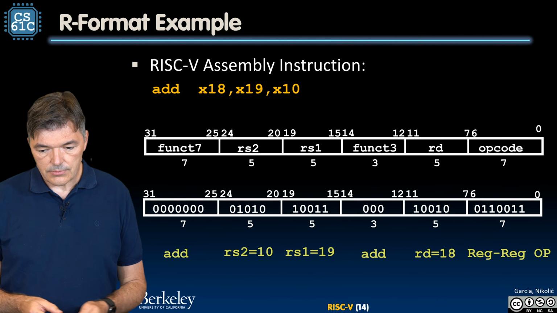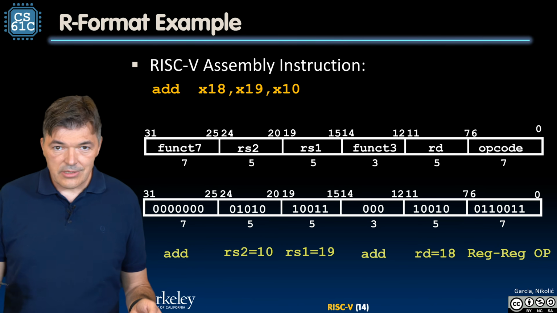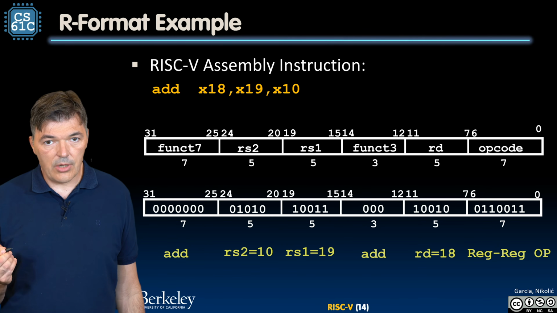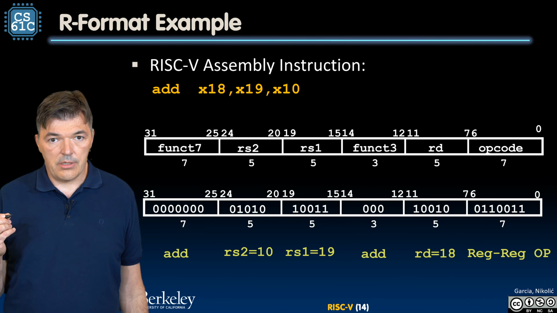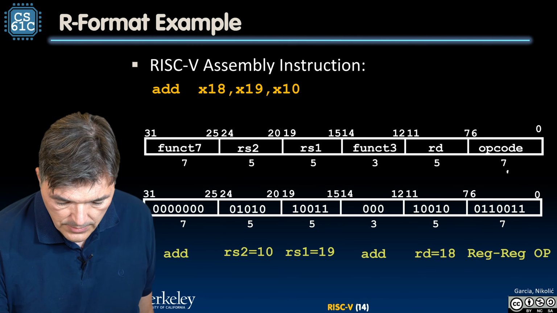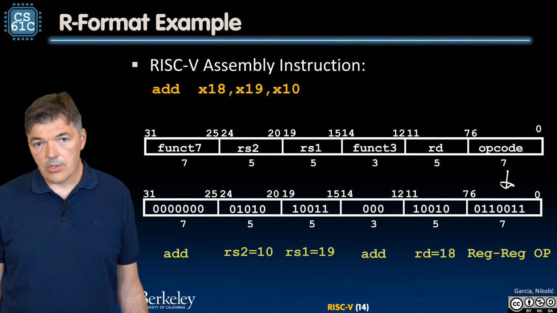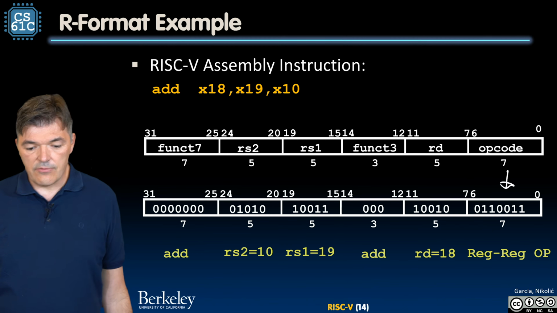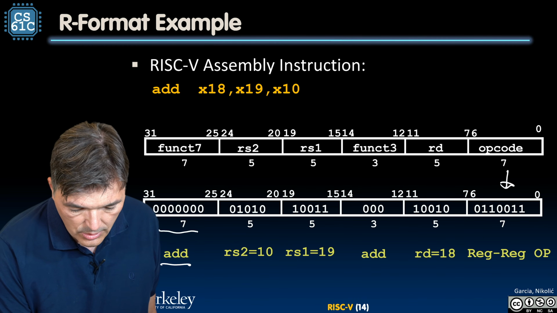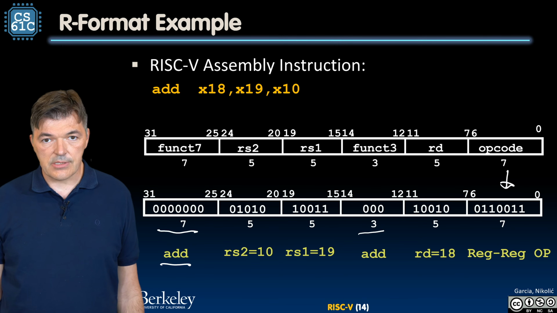So what we have here is relatively straightforward when you look into it. First, we are going to write down the opcode. All R-type instructions have the same opcode. That opcode is 0110011. Then we're going to look up in the green sheet and find out that the add instruction corresponds to all zeros in the funct7 and funct3 fields.